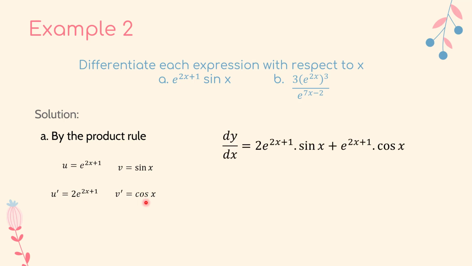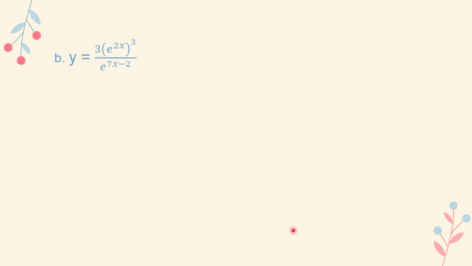By u prime v plus u v prime, we will have u prime, which is 2 times e to the power of 2x plus 1, multiplied by sine x, and then added to u, which is e to the power of 2x plus 1, multiplied by cos x. We can simplify by taking out e to the power of 2x plus 1, and we have in the bracket 2 sine x plus cos x. Now let's discuss the b part.